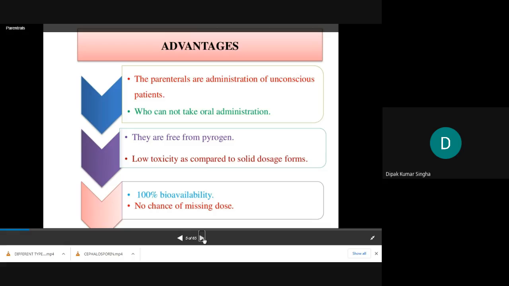That means, what is the bioavailability? After absorption, the drug goes to the blood circulation. This is called the bioavailability. The rate and extent of drug absorption is called the bioavailability.